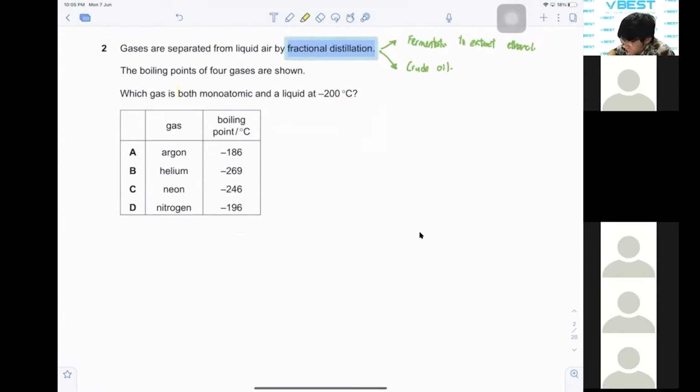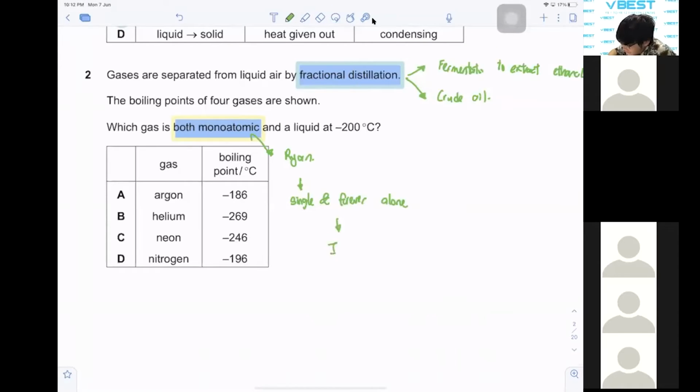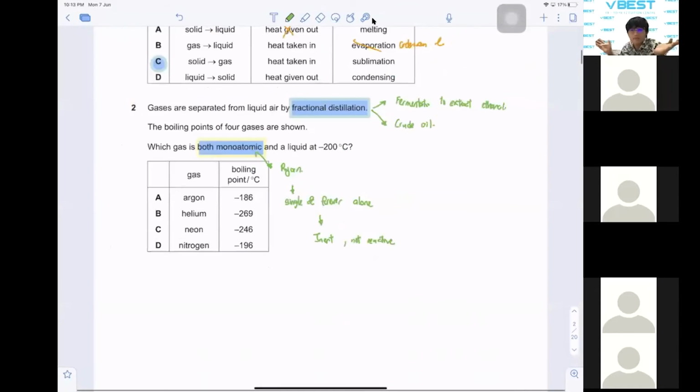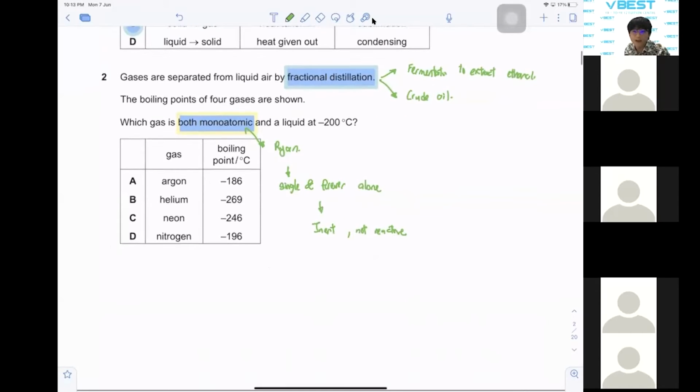Which gas is monoatomic? Monoatomic is like my student Ryan. This fella is single and forever alone, right? It's inert. This fella is not reactive. He goes after any girl, and any girl rejects him. Cannot find any chemistry with any girl. It's kind of sad.